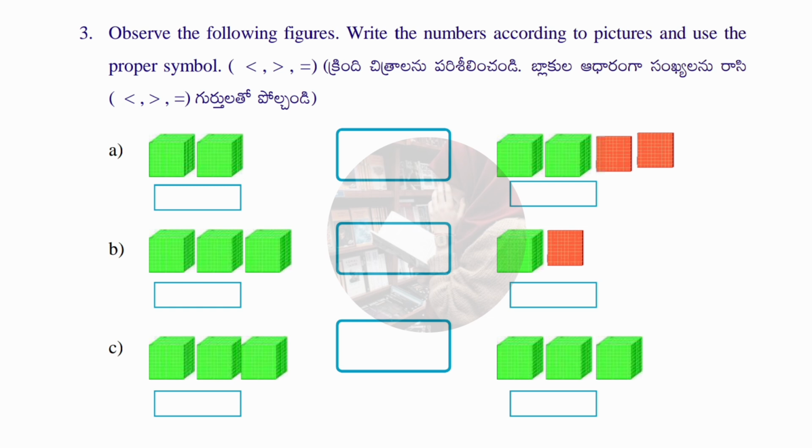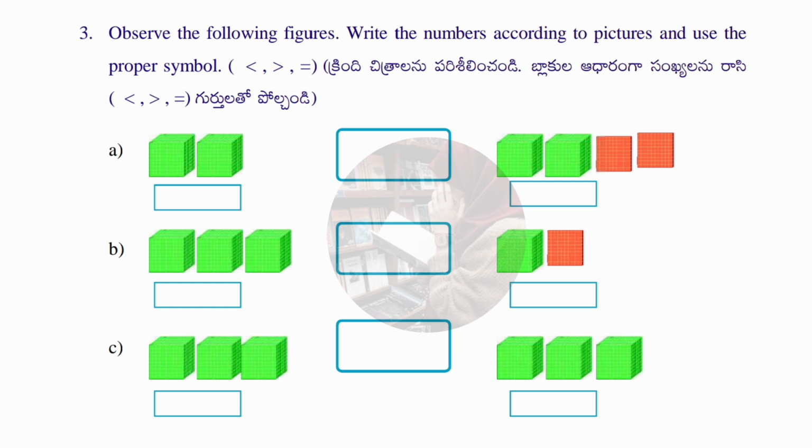Let's move on to the third Roman, which is observe the following figures. Write the numbers according to pictures and use the proper symbol. Okay, here we have given some pictures here, blocks and squares. We have to count it and write it down in the given below box, and then we have to compare it. If it is equal to, then we have to write it down equal. If it is greater than, then we have to put greater symbol. If it is less than, then we have to put smaller symbol, means less than symbol. Let's see this. We all know that green symbol is for 1000 and this square orange symbol is for 100. In the previous sums we have discussed this.